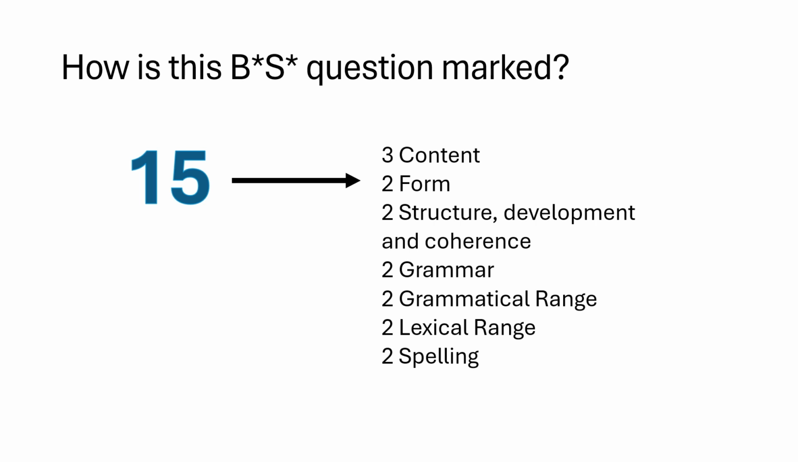You get 3 for content, 2 for form, 2 for structure, development, and coherence, which is format, expansion, and logic, 2 for grammar, 2 for grammatical range, 2 for lexical range, and 2 for spelling. As you can see, this is the Temu version of IELTS writing. It's basically just lexical range and spelling are 1, can be just vocabulary. Grammar and grammatical range is also 1.